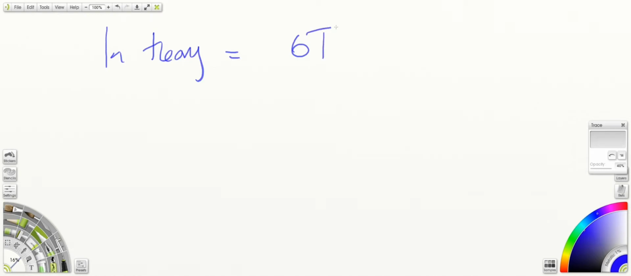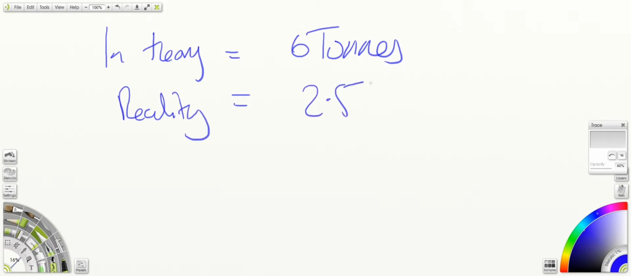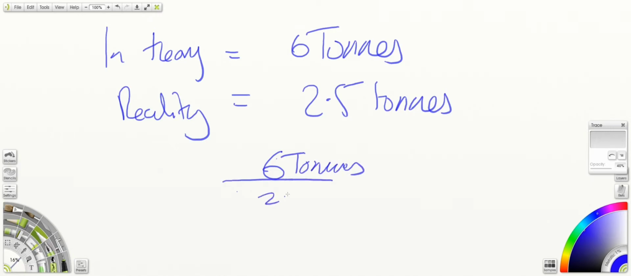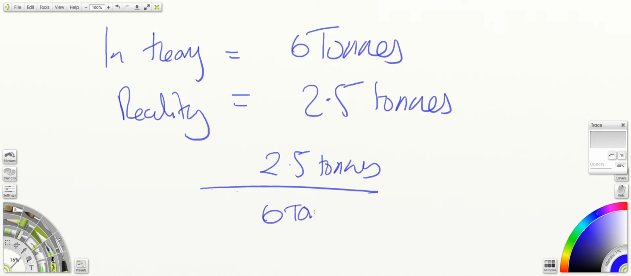It doesn't matter. So if I say 6 tons and in reality you only get 2.5 tons, right? These units will cancel out, so it really doesn't matter. It's exactly the same thing. It's going to be your reality, which is 2.5 tons divided by your total, which you should have got 6 tons, and then multiply by 100, and then it's exactly the same thing.